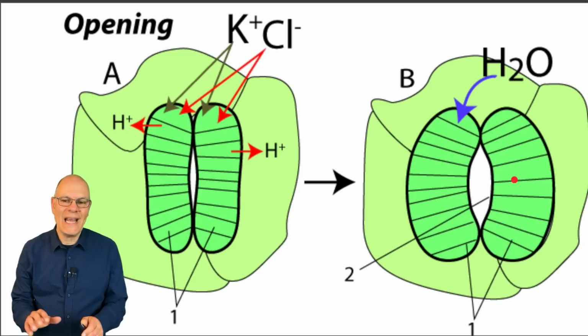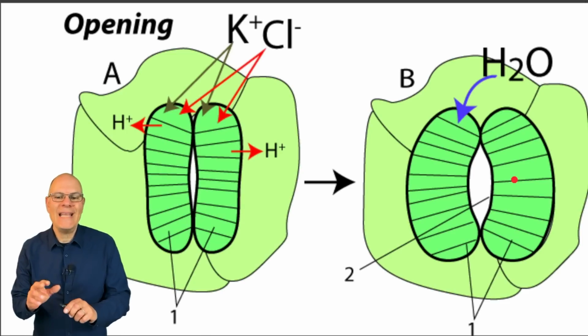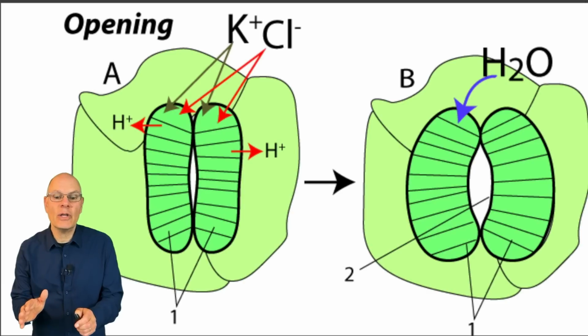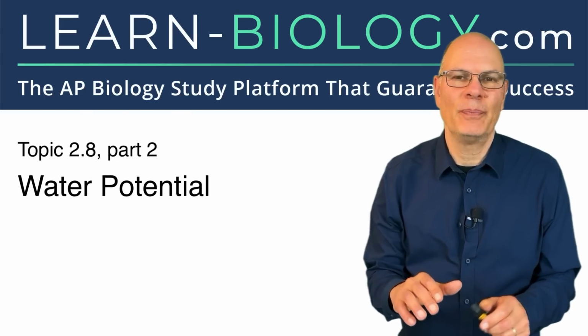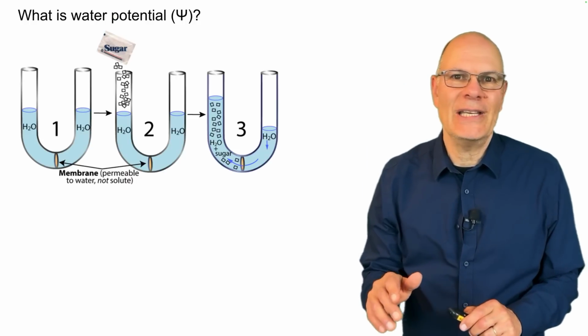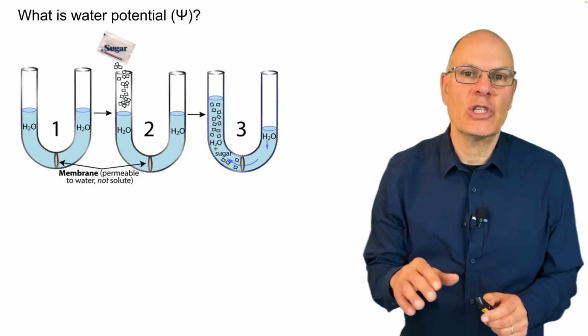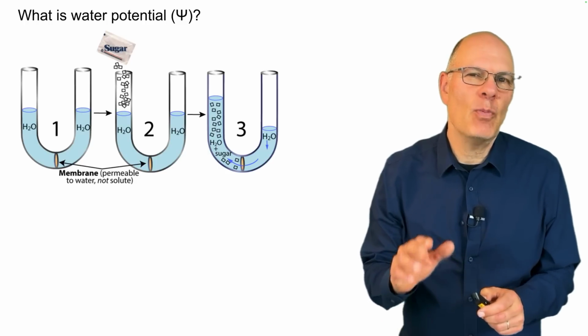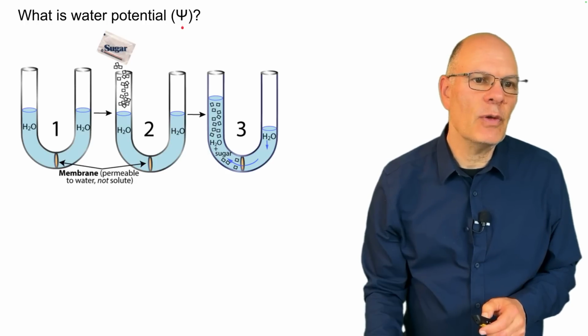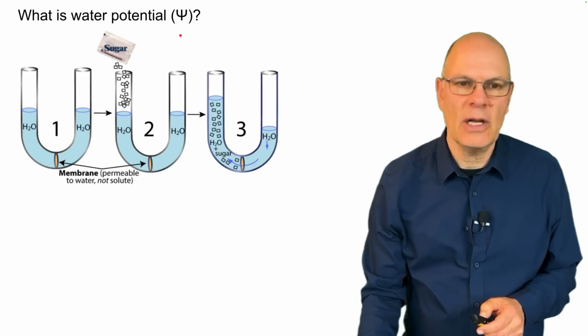When water is scarce, the pumping stops, potassium ions flow out of the guard cells, and water follows by osmosis, causing the stomata to close down, to revert back to this form. What is water potential? Water potential is a concept that's really closely related to osmosis and osmotic pressure, but it's more quantitative. The symbol for water potential is this Greek letter psi.